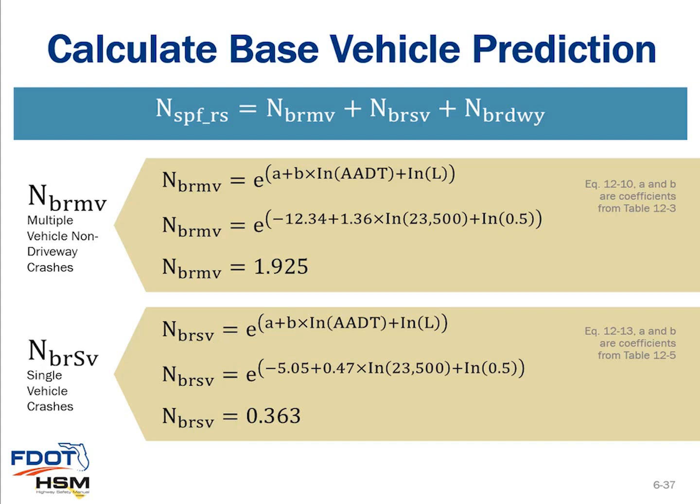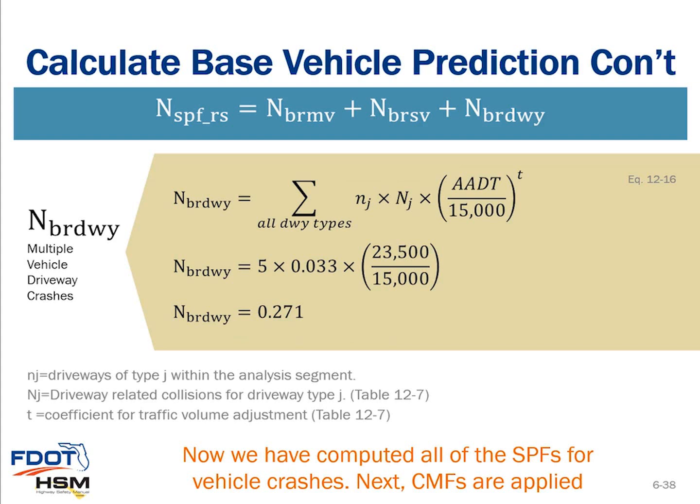We do a similar type calculation for single vehicle crashes, and again pull the coefficients. Different table is 12-5, but still the same average annual daily traffic and length to go through that calculation of 0.363. And you will note, as I discussed earlier, that it's a substantial reduction for single vehicle than for multi-vehicle, which makes logical sense. The final calculation is going through for multiple vehicle driveway crashes and being able to do that calculation. We use average annual daily traffic of 23,500. The number of driveways is the small n sub j.